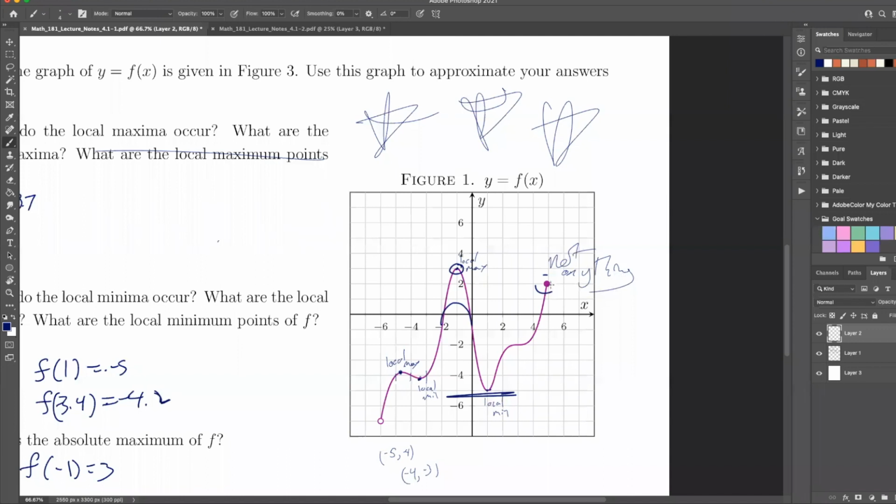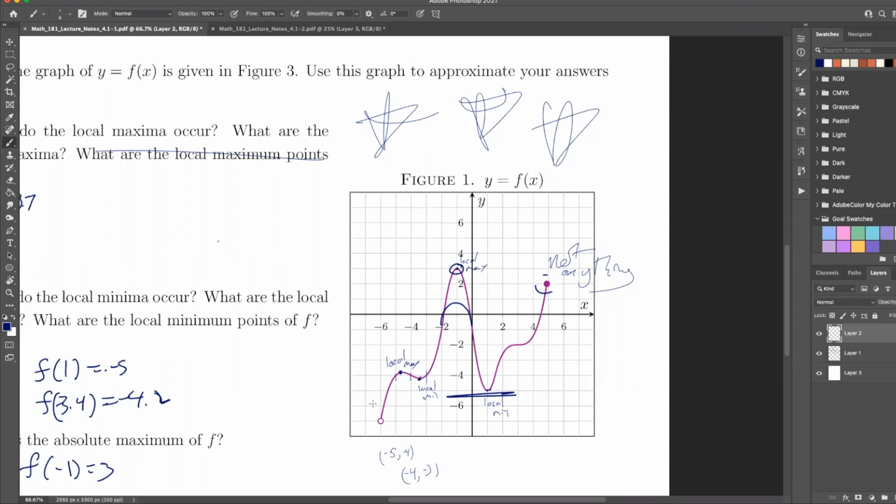If your endpoints are open, and you just look at your endpoints. If your endpoints are higher than any of your local max, you say that's the absolute max. If not, you just choose your largest local max to be your absolute max. Same thing for your local mins. You look at all your local mins and you test your endpoints.